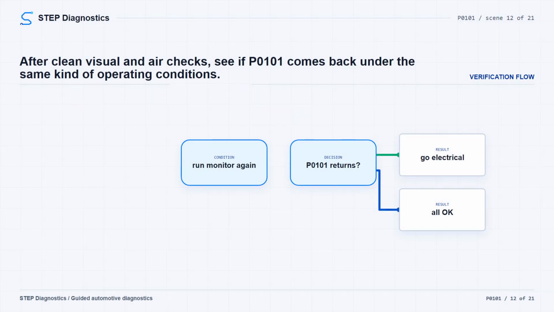If the visual and air system checks pass, operate the vehicle under the required monitor gates, and also under the captured conditions if they show how the fault occurred. The goal here is to see whether P0101 sets again. If it does set again, continue into circuit testing. If it does not set and the previous checks are clean, the verification result is all okay.